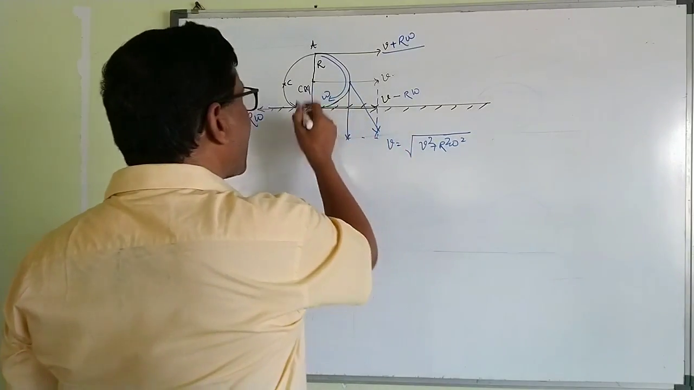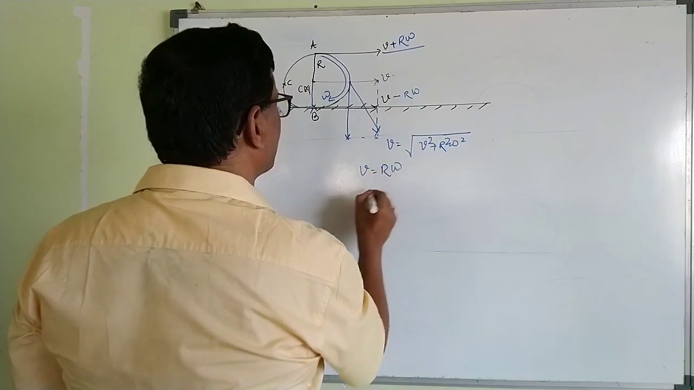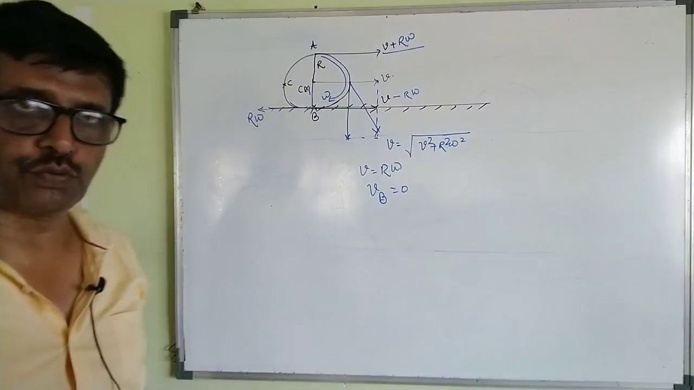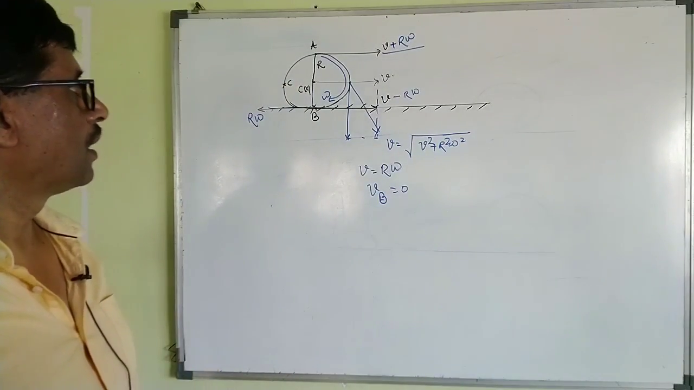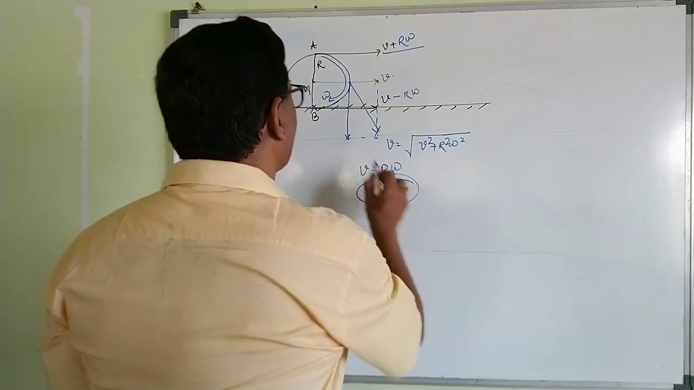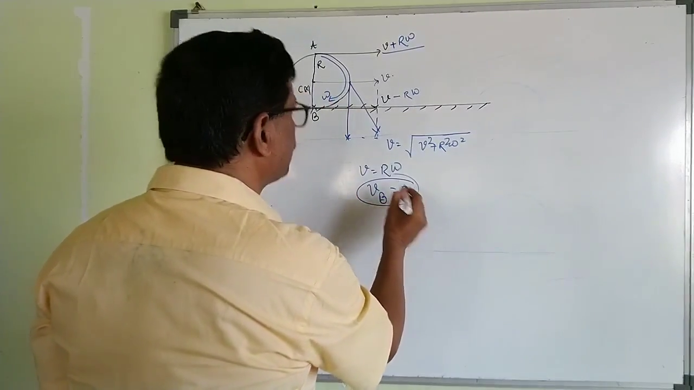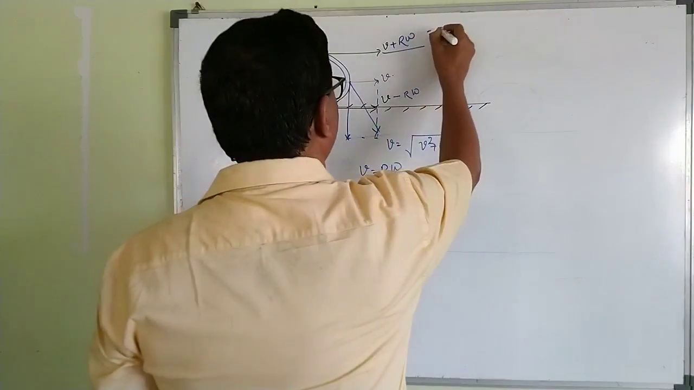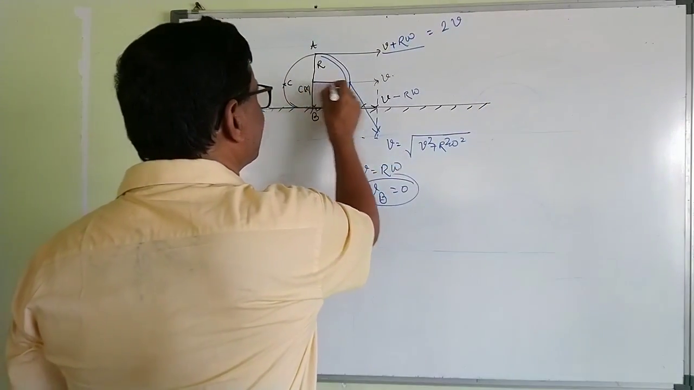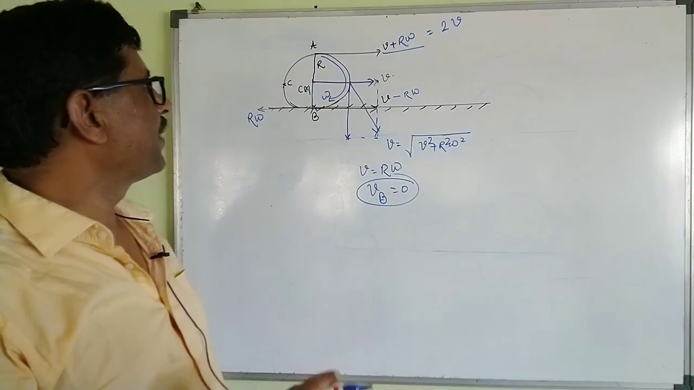Now, to have a pure rolling motion, this V should be equal to r omega, and velocity at the bottom should be equal to 0. For pure rolling motion, the velocity of a particle which is in contact with the flat surface should be equal to 0, and velocity at the top surface should be equal to 2v, if v is the velocity of the center of mass. This is one condition.